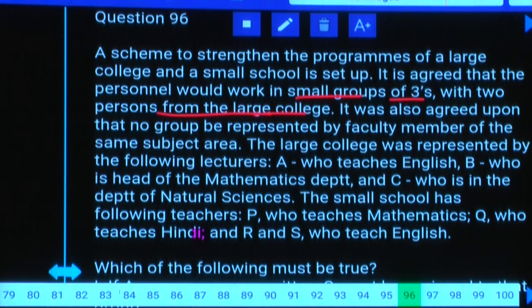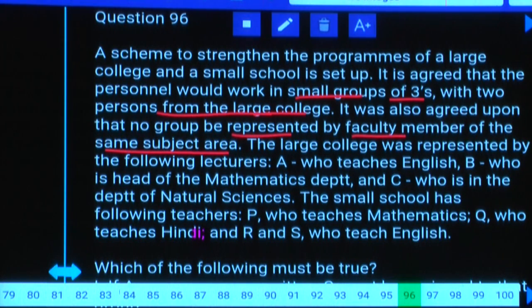1 person from the school should be represented and 2 persons from the college must be represented in that group. Then it was also agreed upon that no group be represented by the faculty member of the same subject area. That means if 1 person is mathematics, the other person should not be mathematics. In that group, no 2 persons should have the same subject. That means all the 3 persons should always have 3 different subjects.